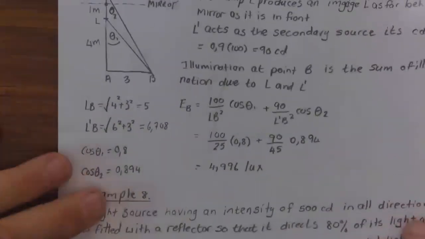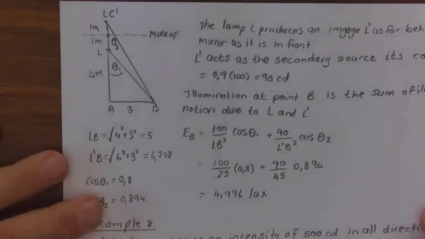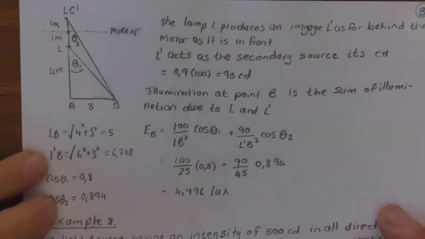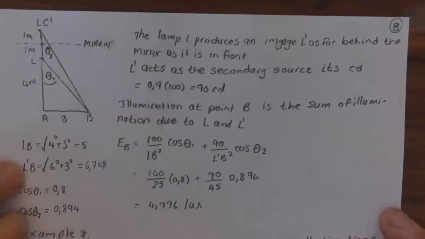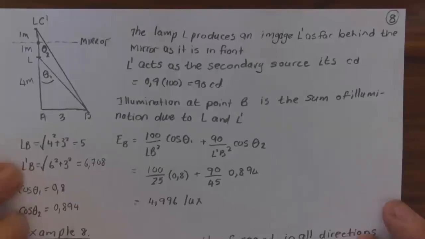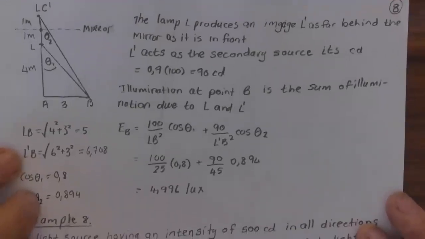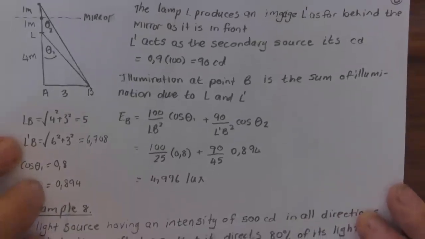So there's our little drawing. The mirror is 1 meter above, and remember the reflection from the mirror is 1 meter above. So the lamp produces an image L dash as far behind the mirror as it is in front. So L dash acts as a secondary source. Its candela is 90% of the 100, which gives us 90 candelas.